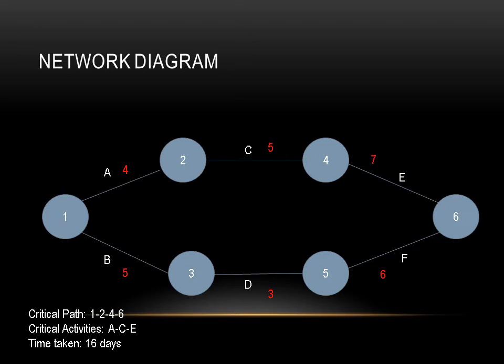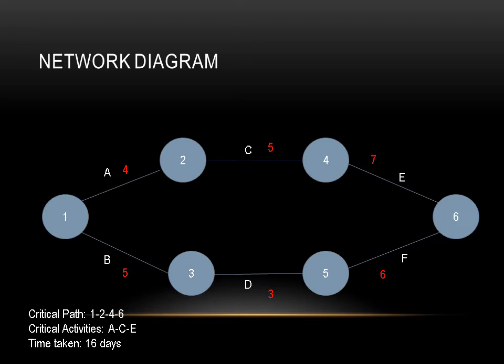And even event 6 would be completed in 8 plus 6 is equal to 14 days. Now we are saying that there are two different times by which event 6 would be completed. One through path 1, 2, 4, 6 it is taking 16 days, and through path 1, 3, 5, 6 it is taking 14 days. Then there might be a question that which one would I write?